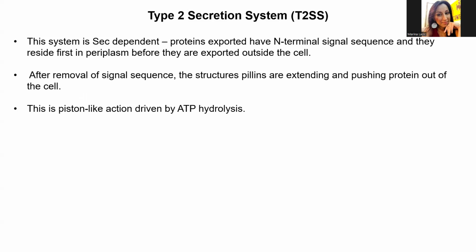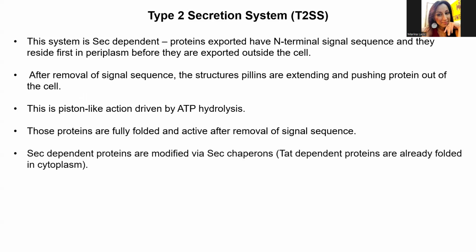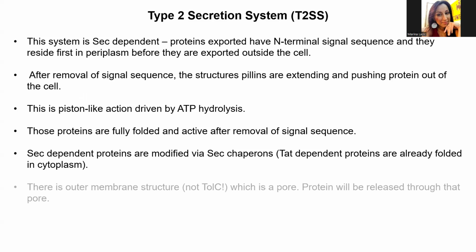So proteins will be fully folded and active after removal of the N-terminal signal sequence in the periplasm. So that's what distinguishes this type of secretion. So it has to be processed. You have to remove that N-terminus. Very often you will have chaperones involved, and those chaperones are usually active in the periplasm because they help fold the protein after removal of the signal sequence, unless you have a TAT-dependent system, because TAT-dependent proteins are fully folded in the cytoplasm.